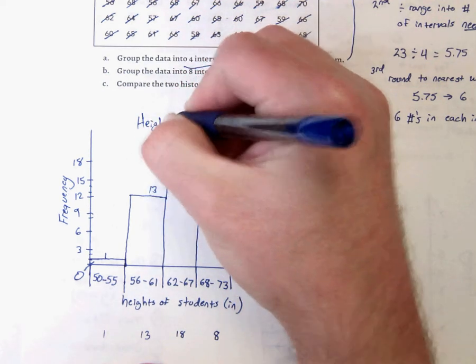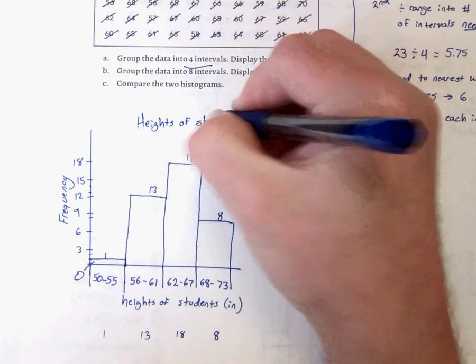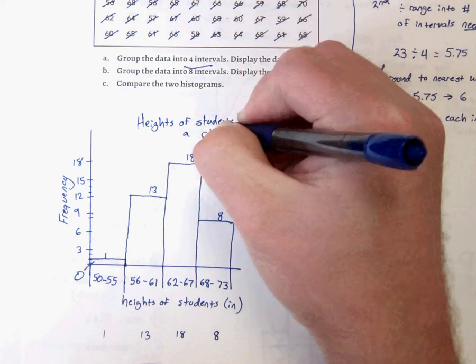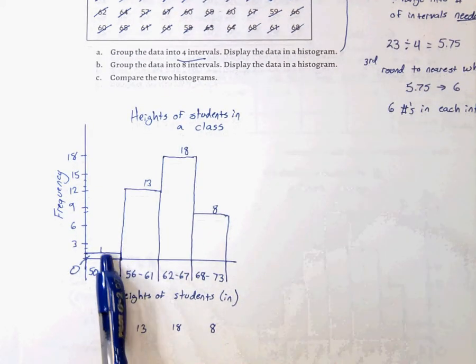So, I can tell that there's one short kid, 18 taller kids, and everybody else is in between. All right, now, I'm also... let's see. Nope, never mind. We're good.